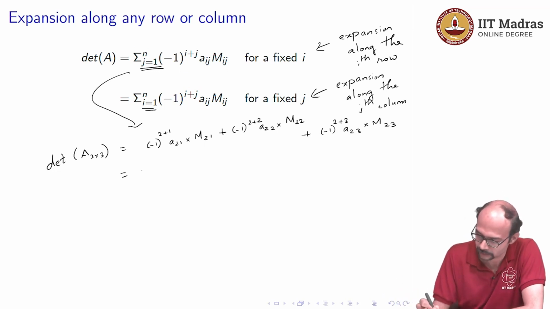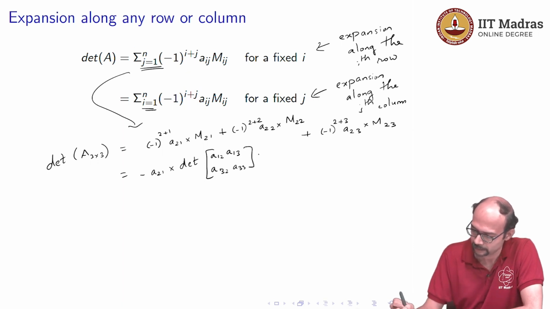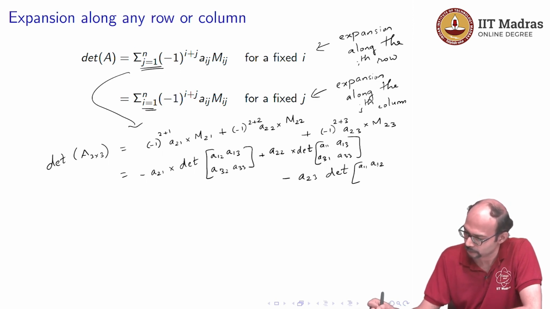If you write it out concretely, this is minus A21 times the determinant of, so you have to drop the second row and first column, so you get A12, A13, A32, A33, plus A22 times the determinant of A11, A13, A31, A33, minus A23 times the determinant of A11, A12, A31, A32.